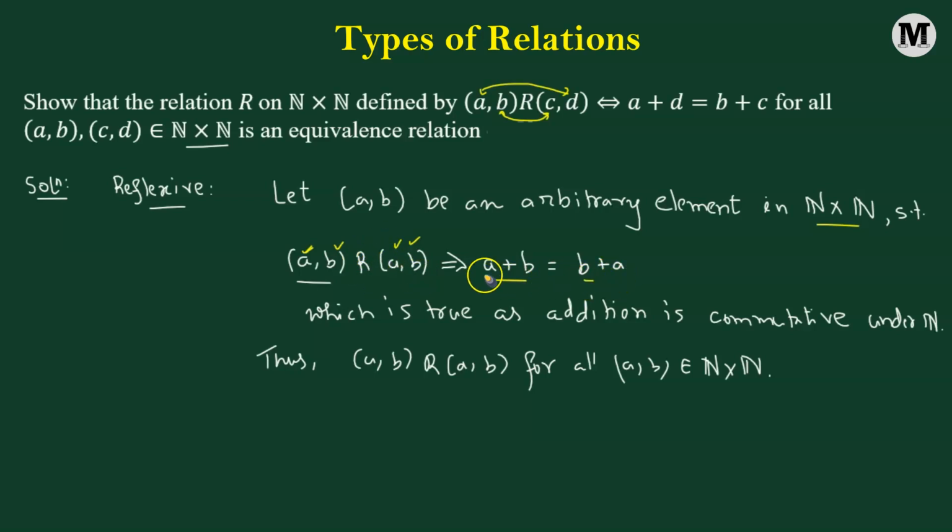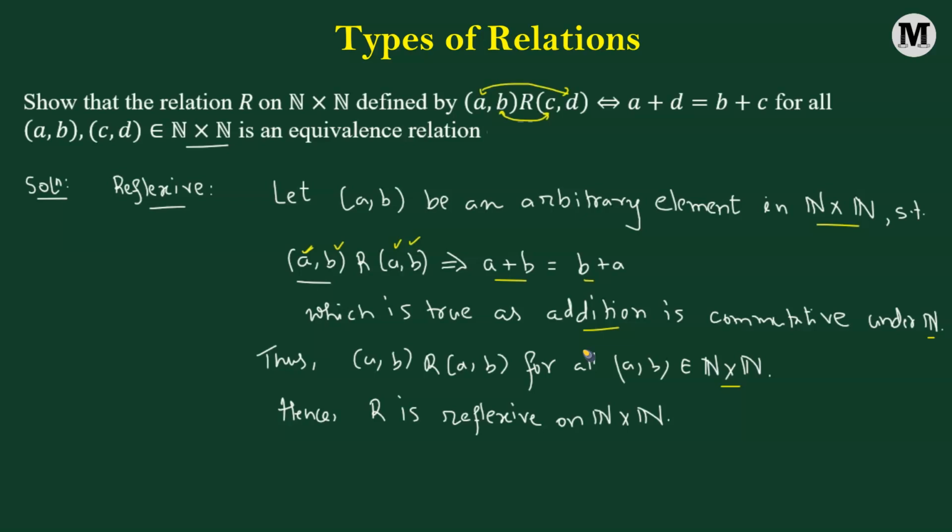So that gives us B + A, and since A + B equals B + A, this is true because addition is commutative under N. So we can say that (A, B) is indeed related to (A, B) for all ordered pairs (A, B) belonging to the Cartesian product of N with itself. Hence, R is reflexive on N × N. Okay, so the first part is done.